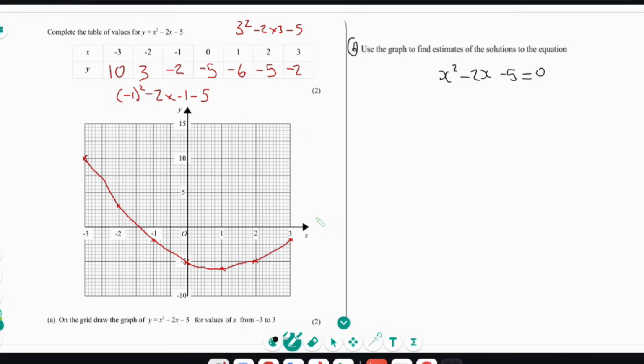Use your graph to find estimates of the solution to the equation. Well, on my graph, we only have one solution here. X is minus 1.4.